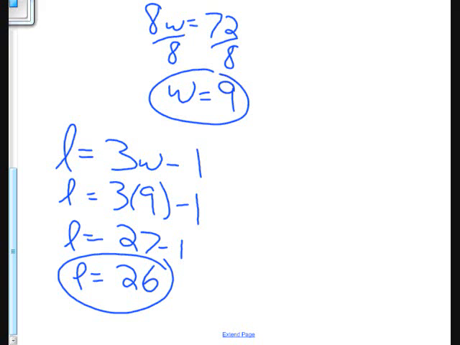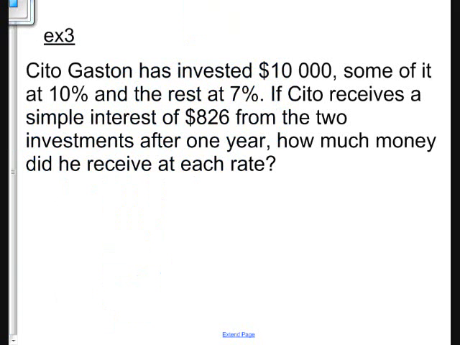And perfect. So, my last example. Okay. So you have Reed, who has invested $10,000. Some of it at 10%, the rest at 7%, and after all is done, he receives $826 from both investments. And so how much money did he invest at each rate?